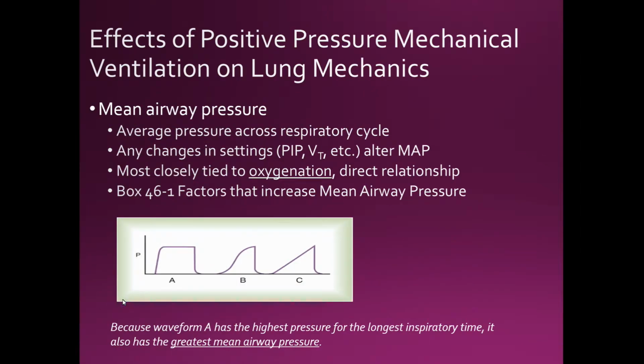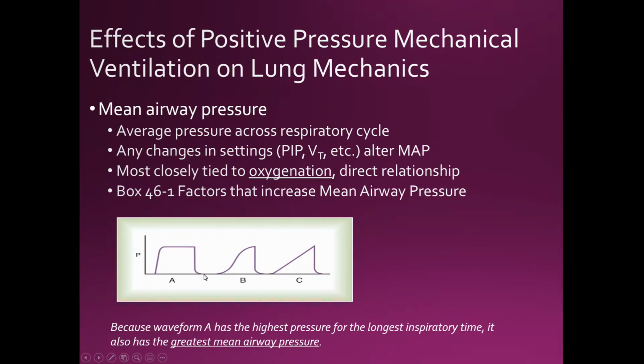So we talk about mean airway pressure. That's the average pressure across the whole entire respiratory cycle. Any type of changes in terms of our PIP, tidal volume, it does change our mean airway pressure. Okay, so mean airway pressure is mostly tied to oxygenation, and then here I believe this is the box 46-1, factors that increase mean airway pressure. Actually, that's something different.